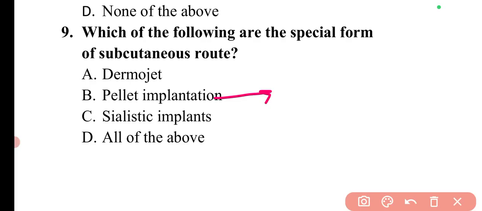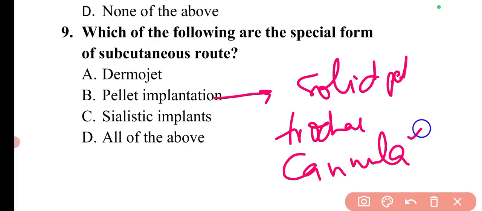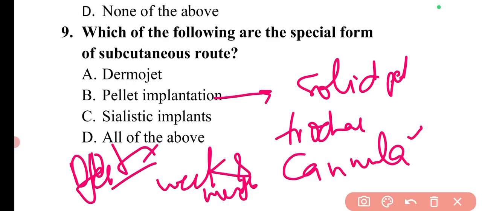Then in pellet implantation, the drug is in the form of a solid pellet, and it is introduced with the trocar and cannula. The drug is injected, and this will provide sustained release of drugs over weeks and months. For example, testosterone can be given by this route.